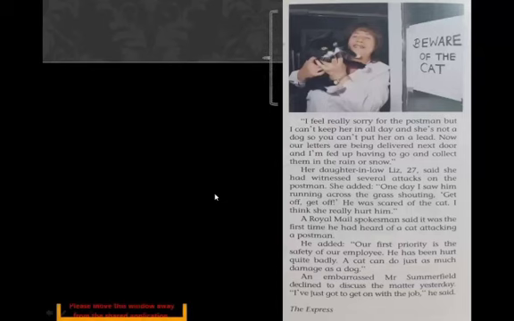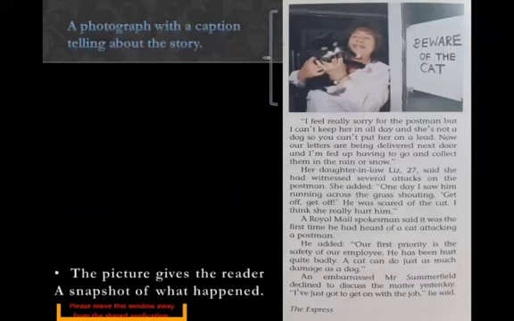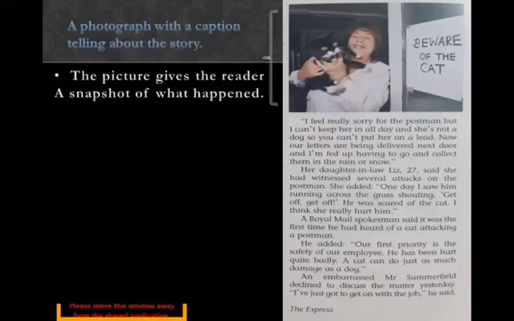Okay, now again you have here a photograph with a caption telling about the story, and the picture gives the reader a snapshot of what happened. So here in this picture we have Snoopy the cat. It looks to be cute and just kind and friendly, but she's not. And I think this is the owner, and we have here I think the owner of the house, they stuck a note, "Beware of the cat."